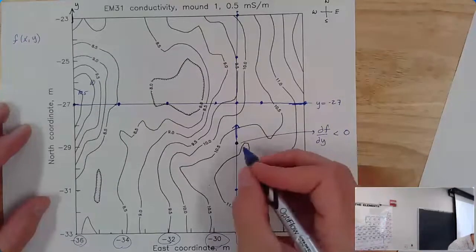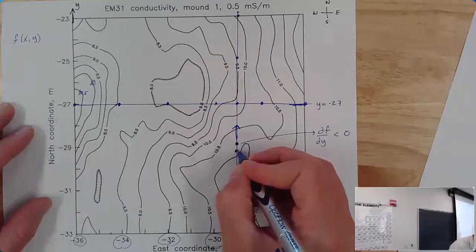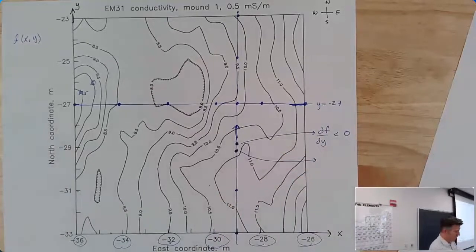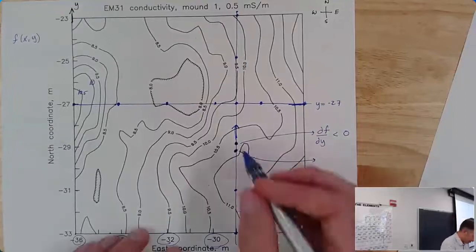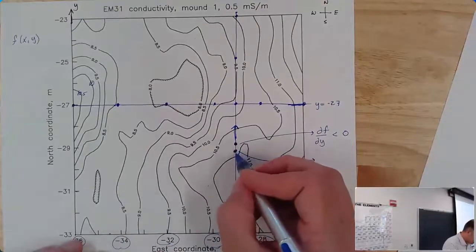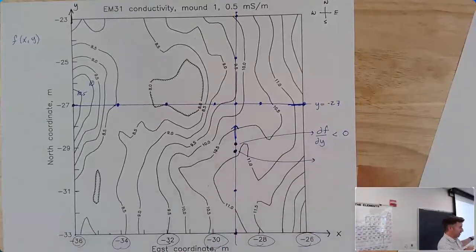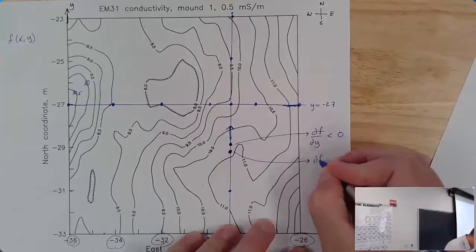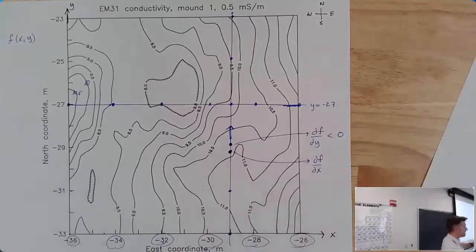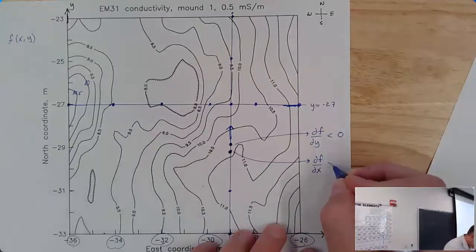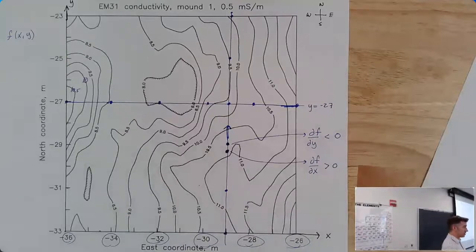If I looked at this point, and I don't love that point, let's go a little lower, that point right there. If I move to the right, at least in the immediate vicinity, is the function increasing or decreasing? It is increasing because I'm moving towards a higher level curve. At this point, the value of my function is somewhere between 10.5 and 11, and I'm moving towards 11, which means the values are getting bigger. So the partial derivative with respect to x is positive, because the function is increasing as x is changing.